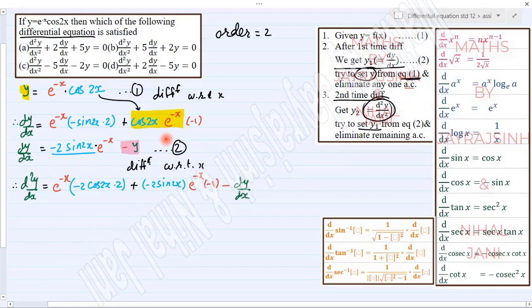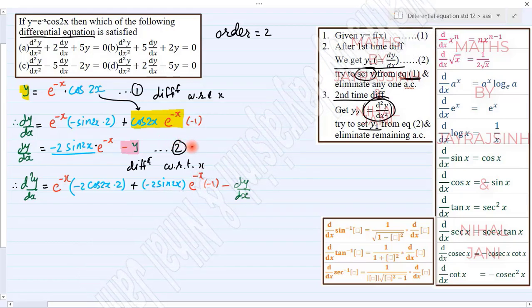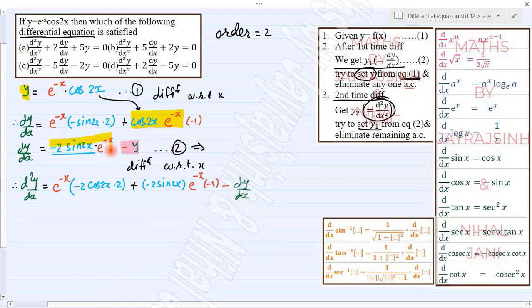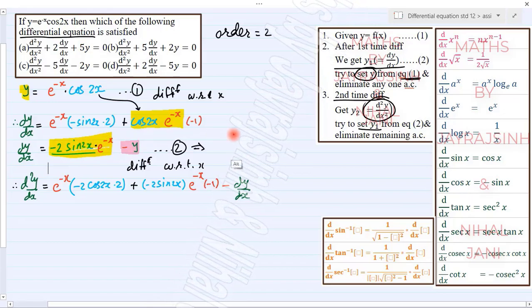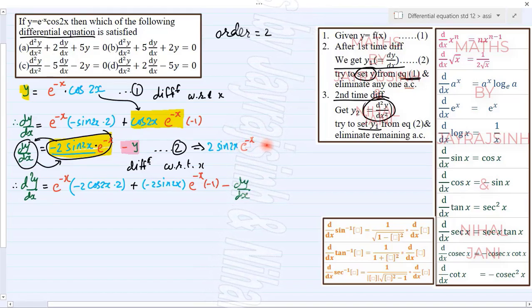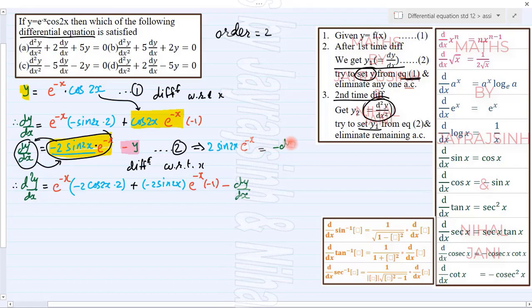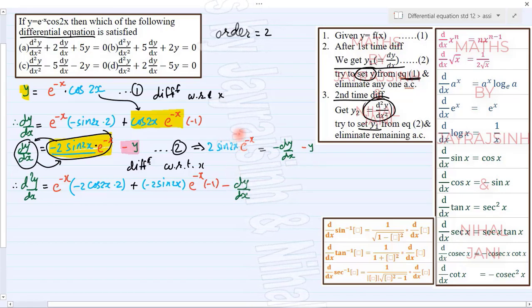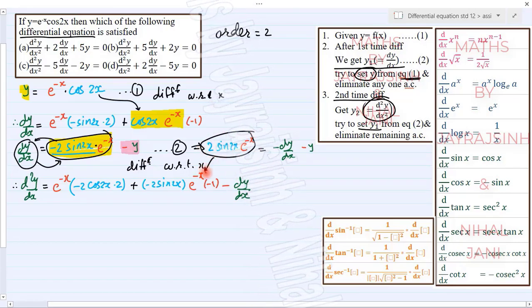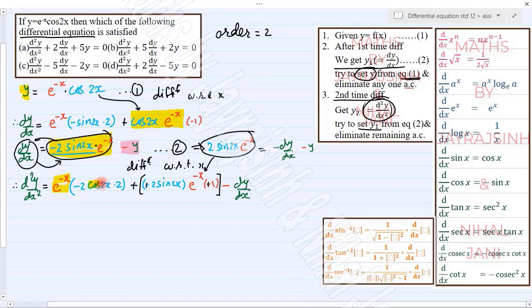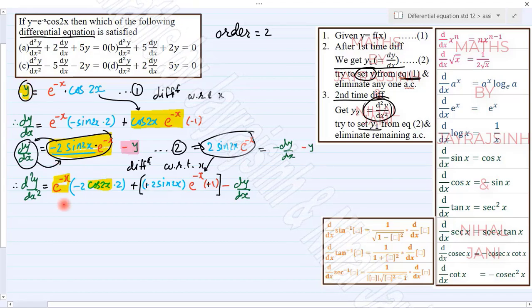Now we need to set y1 from second equation. From second equation we can make minus 2 sin 2x e raised to minus x the subject. So we'll get 2 sin 2x into e raised to minus x is equal to minus dy by dx minus y. So let's substitute its value in the second term. This minus minus becomes plus, and we also know that e raised to minus x into cos 2x is your y from equation number 1.